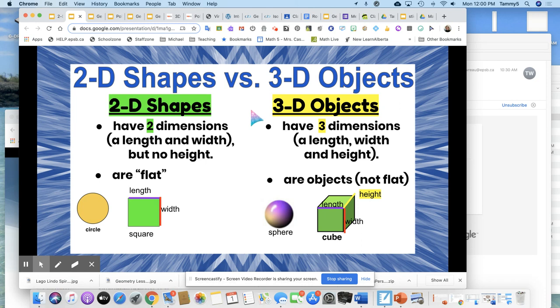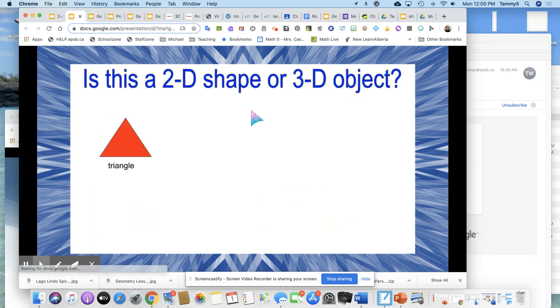Let's see if you can tell the difference by doing an example together. Would you say this is a 2D shape or a 3D object? Hopefully you're thinking to yourself, a triangle is a 2D shape. It's flat. It only has two dimensions.